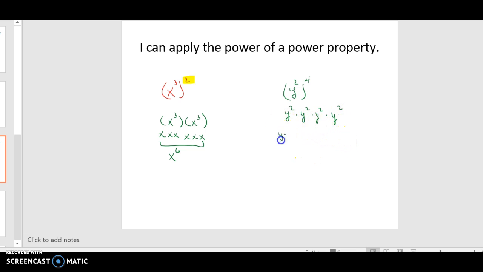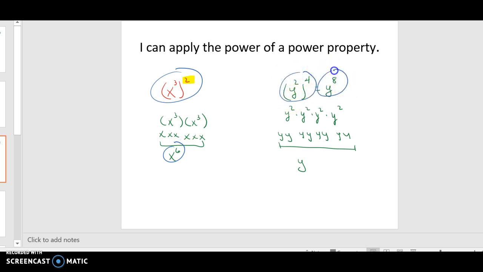And now if I simplify these out, y times y, y times y, y times y, y times y. Now, how many y's do I have here? 8. So this would simplify to y to the 8th power. Well, when you look at this, is there an easier way to get from this to here?